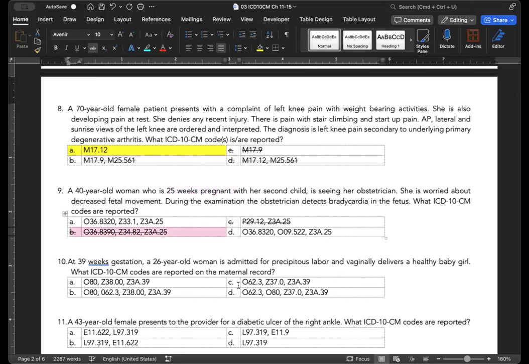Okay. So we know that it's going to be the O36.8320 because, again, it's our second trimester. And then we need to decide, do we need Z33.1 or do we need O09.522? So let's go look at the O09 again, because I think the O codes kind of trip a lot of people up. So let's go look at the O09.522. That way we can just get familiar with those code descriptions.